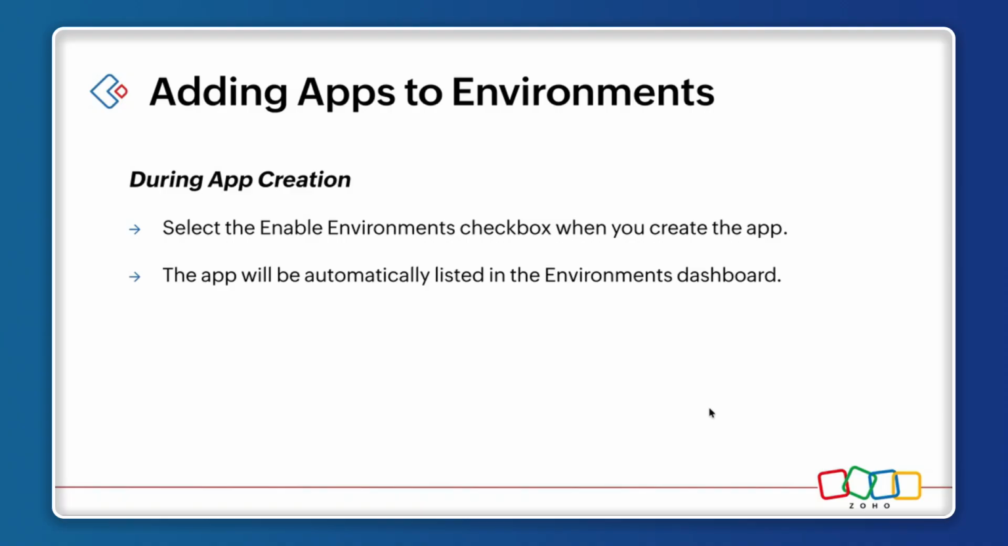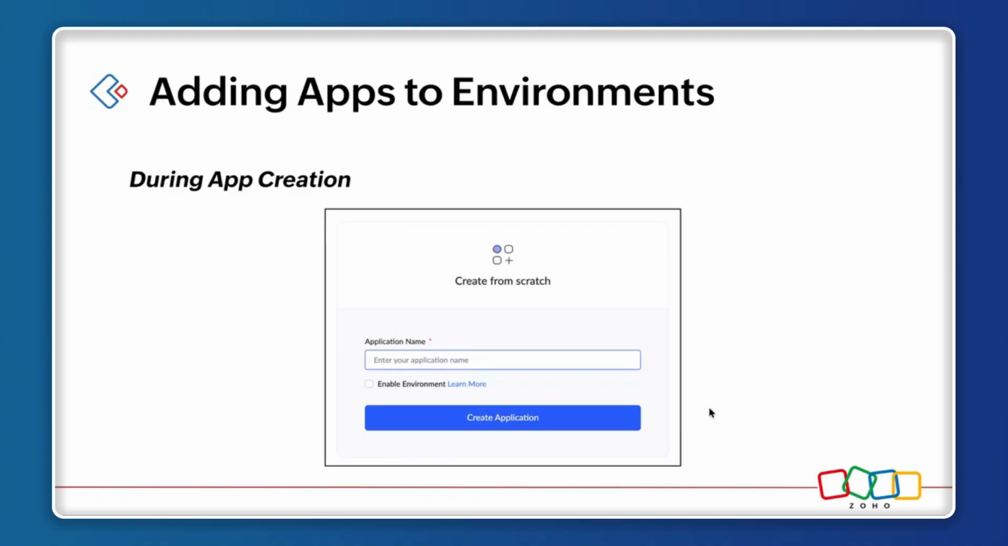Right? So let me share a sample screenshot. When you're creating an application from scratch, this is how your window would look, where you will name the application, and beneath that you can find enable environment. You have a checkbox before that, right? You can enable this checkbox if you want to have your applications enabled to the environment.